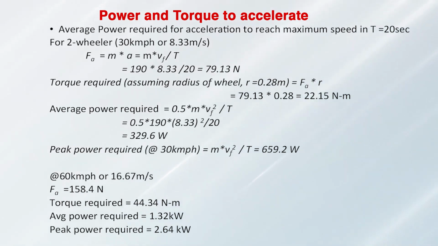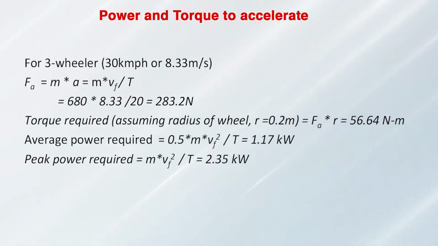It is given by F into R. The radius of the wheel, we have considered to be 0.28. Just substitute that and calculate. You will get the torque required around 44.34 Newton meter. Now, on the same lines, we try to calculate both average power and peak power. Please do calculate this average power and peak power. The average power required will be 1.32 kilowatt and the peak power required will be 2.64 kilowatt. So that is for two-wheeler.